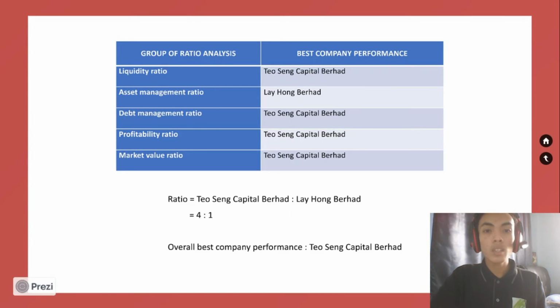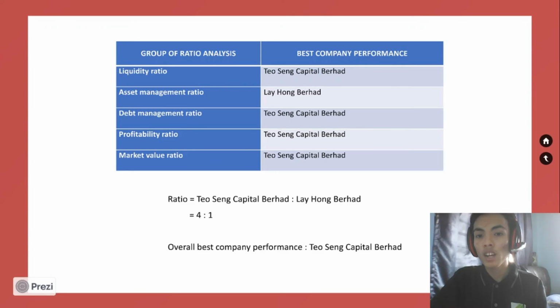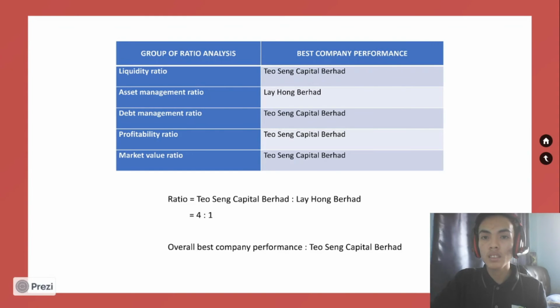From the liquidity ratio, I discovered that Teoseng Capital Berhad has adequate cash flow and assets near to cash that will be sufficient to meet the short-term liabilities of the firm. Next, from asset management ratio, we can see that the management of Lai Hong Berhad has been efficient in ensuring that the business earns sufficient returns to the finance, debt, and equity.